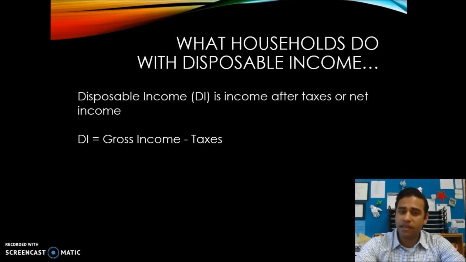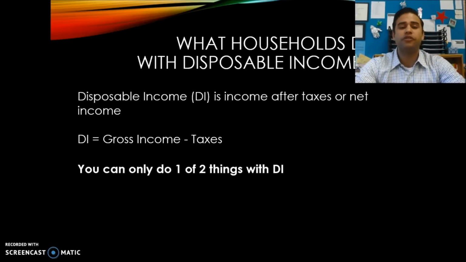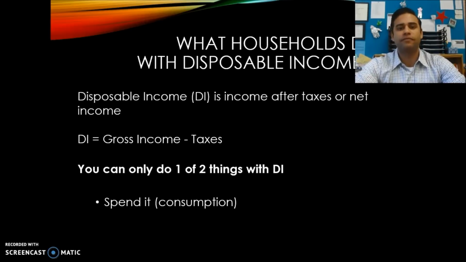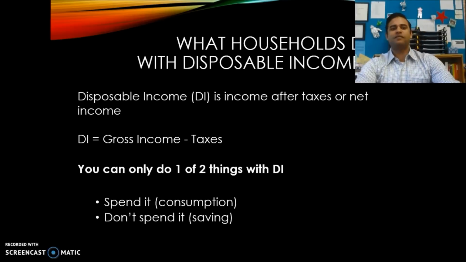So with that being said, what do we do with it? What do we do with disposable income? Well, you can only do two things. You can either spend it, and if you spend the money, that's consumption spending. Easy, right? Or you can not spend it, and that's what saving is. Saving is simply not spending money. I don't care if it goes into a savings account, which is probably where it should be, or into some sort of financial product as an investment. That's good too. This is all saving.